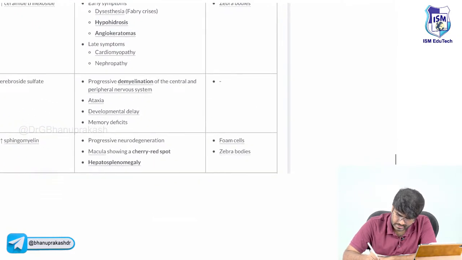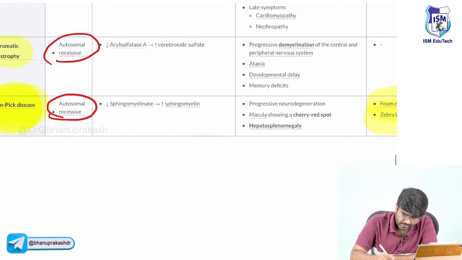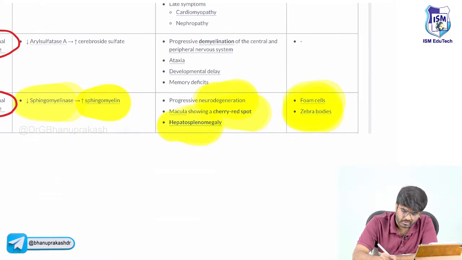See, zebra bodies and foam cells are seen in Niemann-Pick's. Deficiency of sphingomyelinase, and sphingomyelin will start to accumulate. The patient is going to have cherry red spot, neurodegeneration, hepatosplenomegaly, foam cells and zebra bodies. Okay, sir. Good. Everything looks good.